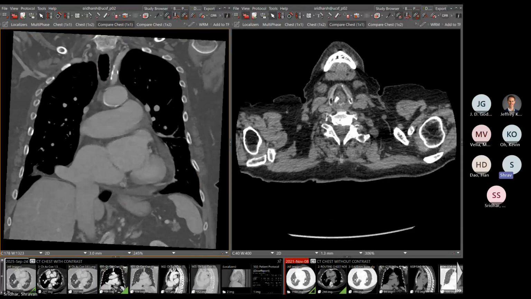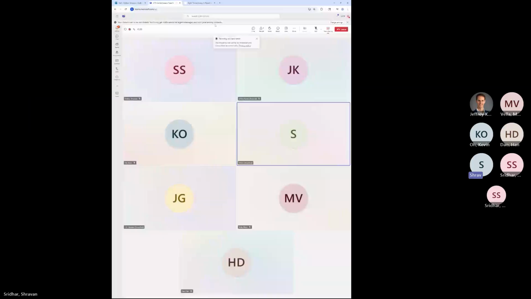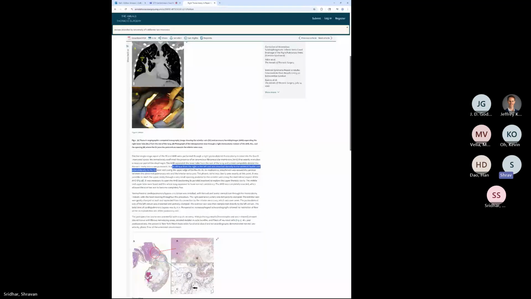So the fun little finding here, let me share my screen again. Let me stop sharing and share this one. I don't know why it keeps doing this. Let me know if you can see the screen here.